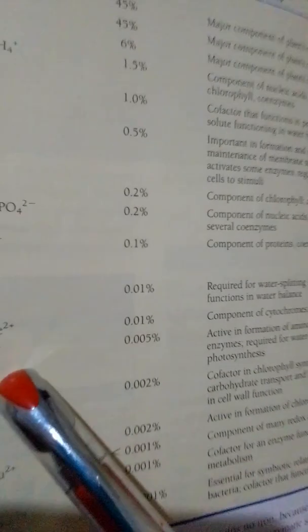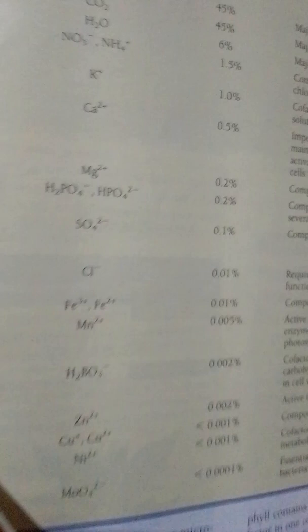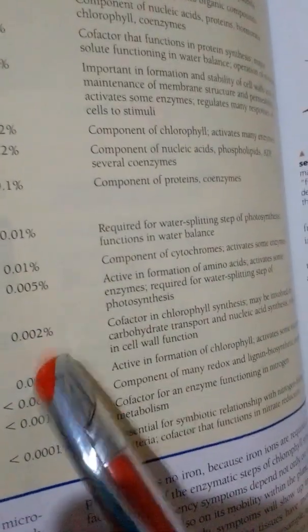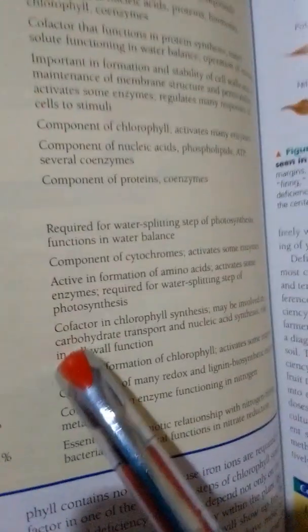Manganese, Mn2+, 0.05% or 5 parts in 10,000, active in formation of amino acids, activates some enzymes, required for the water splitting step of photosynthesis. Boron, H2BO3-, 0.002% or 2 parts in 100,000, cofactor in chlorophyll synthesis, may be involved in carbohydrate transport and nucleic acid synthesis, role in cell wall function.